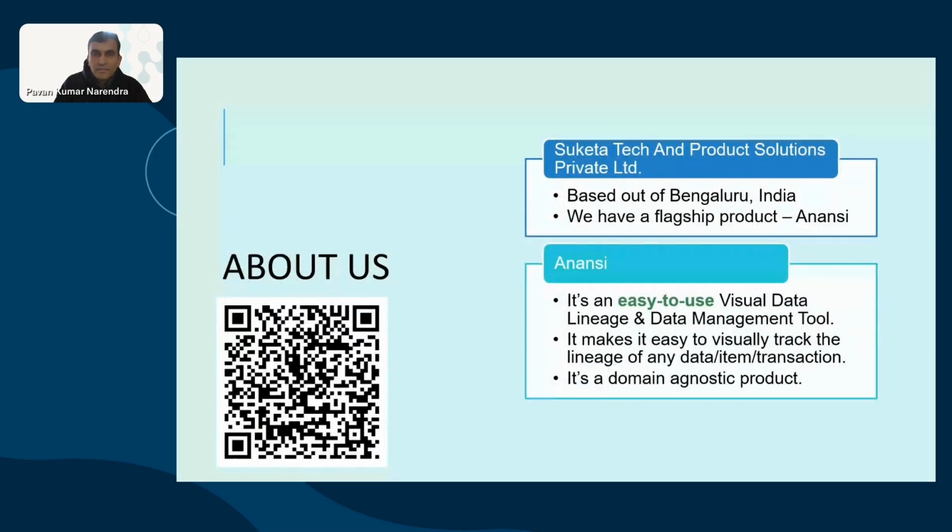Okay. So a bit about me and about us. I'm a part of Suketa Tech and Product Solutions Private Limited. We are based out of Bengaluru, India, and we have a flagship product called Anansi. What's this Anansi? Anansi is an easy to use visual data lineage and data management tool. It's mainly a data lineage tool, which makes it easy to visually track the lineage of any data or item or transaction. And it's a domain agnostic product.